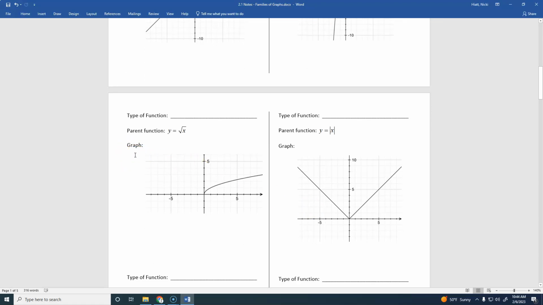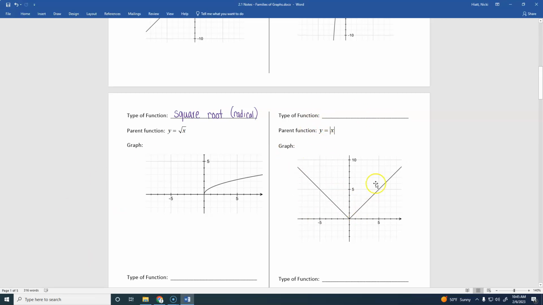The next one right here is a square root. You will occasionally see this called radical. Although radical is a more broad term because radicals include square roots, but they could also be cube roots and fourth roots and fifth roots and sixth roots and whatnot. So the most specific name for this would be a square root function. And the parent for that is just y equals square root of x.